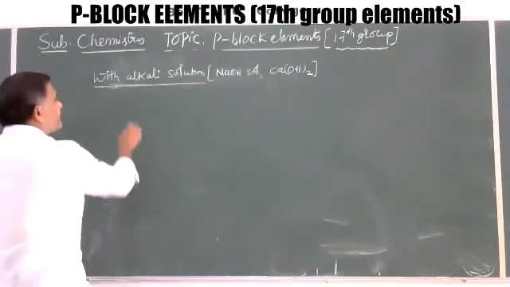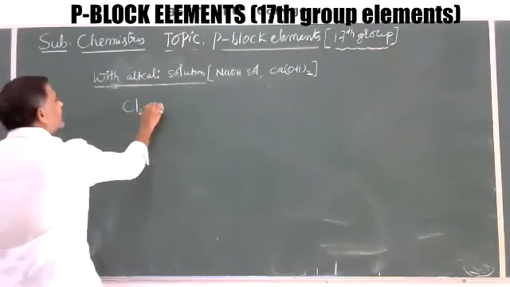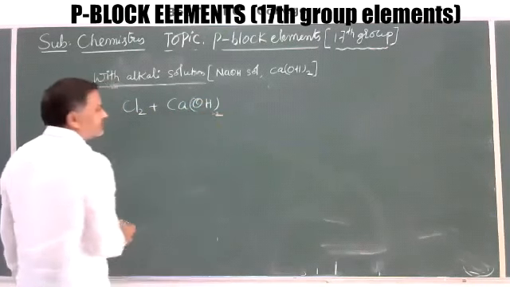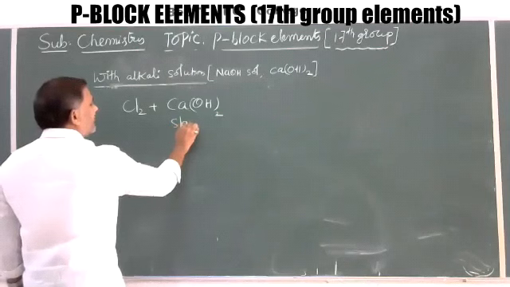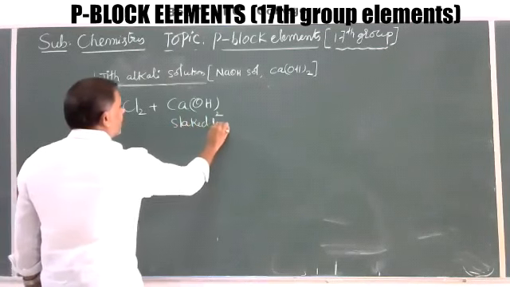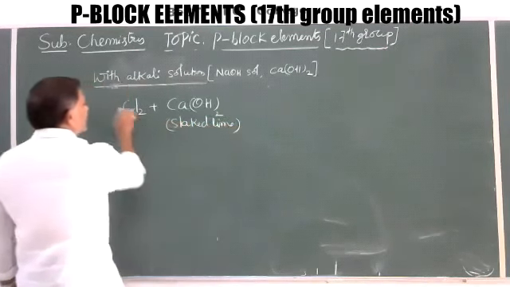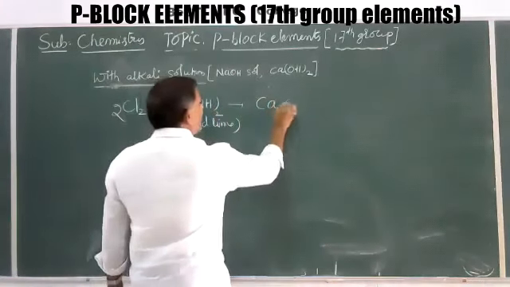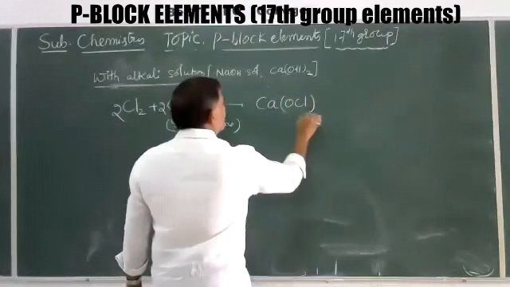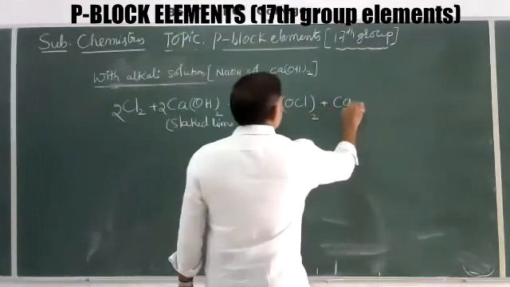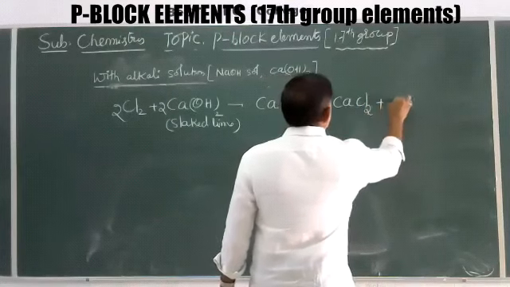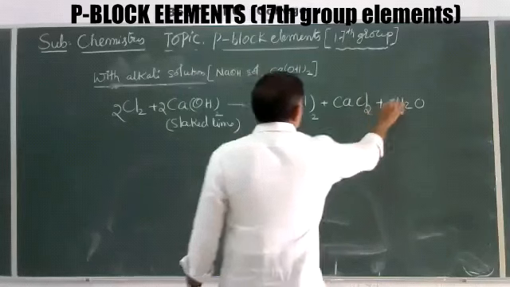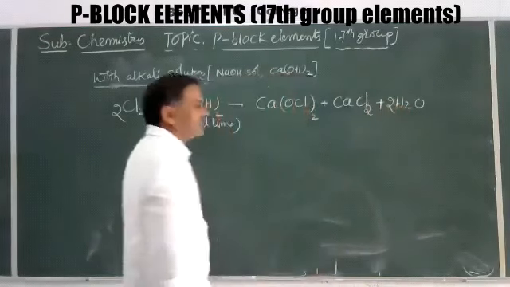See here, Cl2 reacts with slaked lime, Ca(OH)2. Calcium hydroxide, also called slaked lime, is reacted with chlorine. It gives CaOCl2 plus CaCl2 plus H2O. Here 4 moles are there, that's why we take 2H2O.